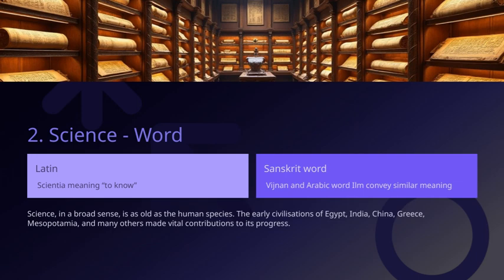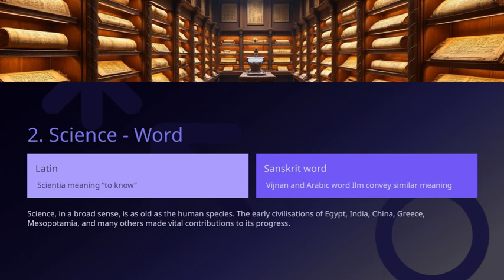From the earliest civilizations, Egypt, India, China, Greece, Mesopotamia, people have made vital contributions to our collective progress. These ancient cultures laid the foundations for scientific thought and discovery. And if we look at the Latin origin of the word science, which is scientia, it means to know. This highlights a fundamental aspect of science, the pursuit of knowledge. So whether we call it ilm, veynan, or scientia, the core idea remains the same. It's about understanding the world around us.